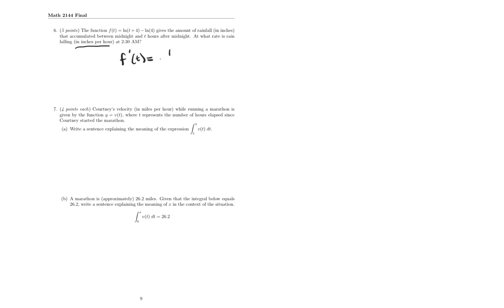So it's going to be 1 over t plus 4 times the derivative of t plus 4, which is just 1, minus the derivative of natural log 4 is 0. And then if I plug in at 2:30 a.m., that will be when t equals 2.5. So f prime evaluated at 2.5 is equal to 1 over 2.5 plus 4, which is approximately 0.1538 inches per hour.